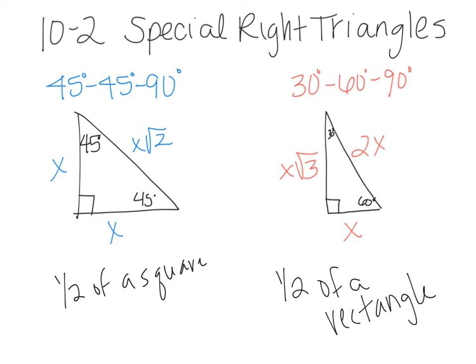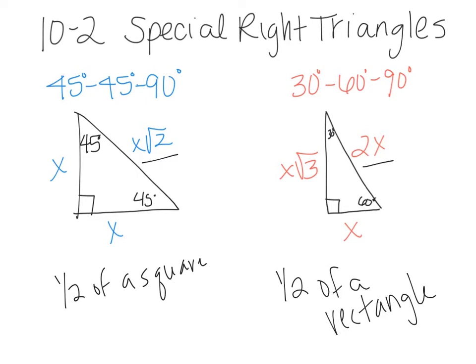The 30-60-90 has side lengths x, x square root 3, and 2x, where 2x is always the hypotenuse. Over here, x square root 2 is always the hypotenuse. Sometimes it can get a little confusing because in the example they may call one of the side lengths x. That x is not the same x that you see on this page. This page is the general format that you use as like a formula, basically.